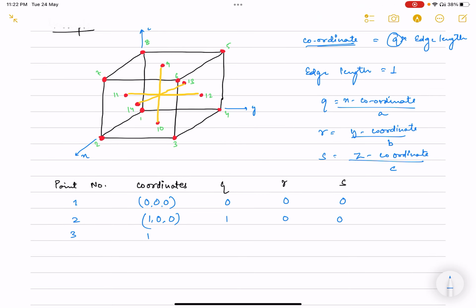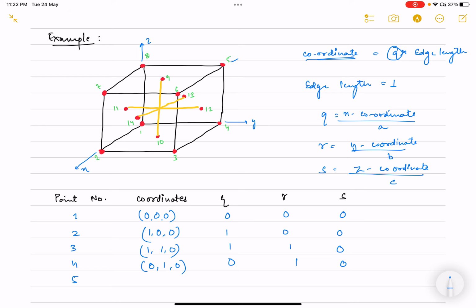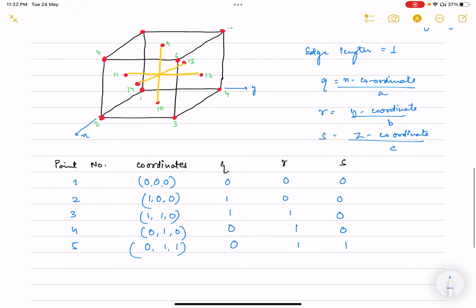Point 3 cuts x and y at 1, so it will be 1, 1, 0. Point 4 is 0, 1, 0. Point 5 doesn't cut x, it lies in the yz plane, and cuts y and z at 1, so it will be 0, 1, 1. Point 6 cuts all three coordinate axes at 1, so it will be 1, 1, 1.